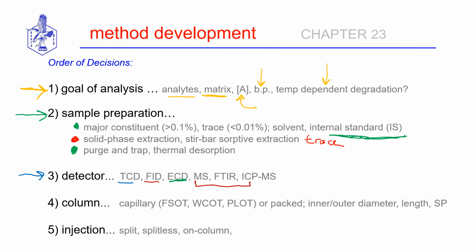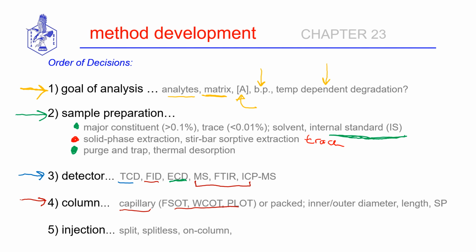Other considerations: the column. We need to choose the type of column, and when we're doing gas chromatography, it's typically a capillary column. Those are going to give us the best resolution. And these are the different types we can pick from. We'll talk about that in a minute.